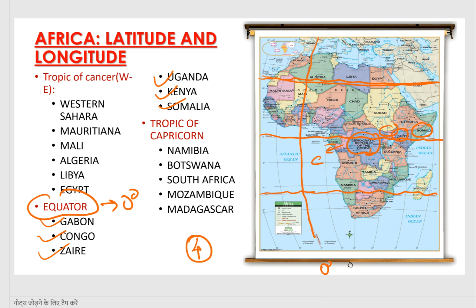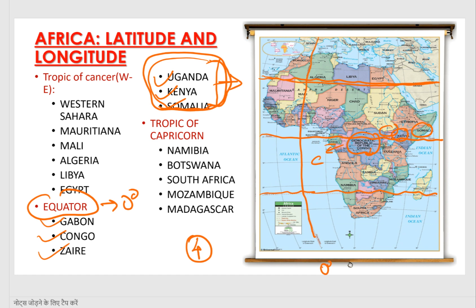And I would say please memorize the countries of Uganda, Kenya and Somalia. They are very, very important. So the equator cuts across these 3 countries, you should know. UPSC can ask questions from this fact.